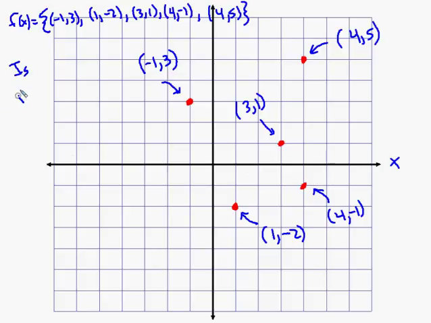Is this a function? No. And Ryan's right. No, it's not. And why not? Because there's a repeating x. Yeah, I have a repeating x. I have 4. It happens twice. Now y's, listen to me, y's can repeat. It's the x's that can't.